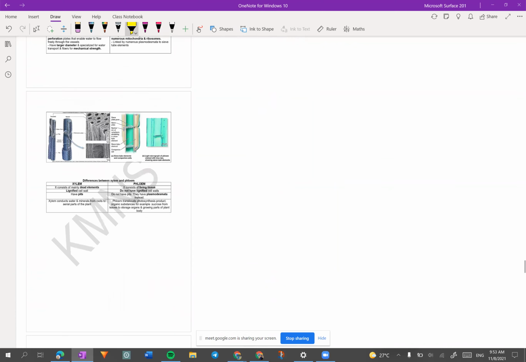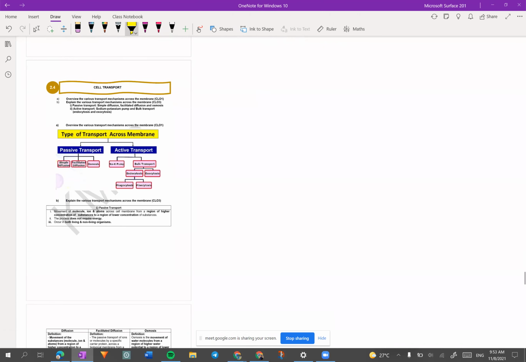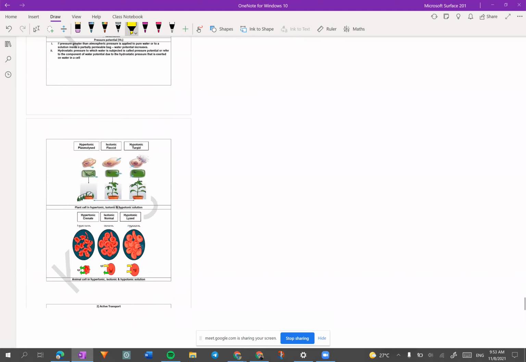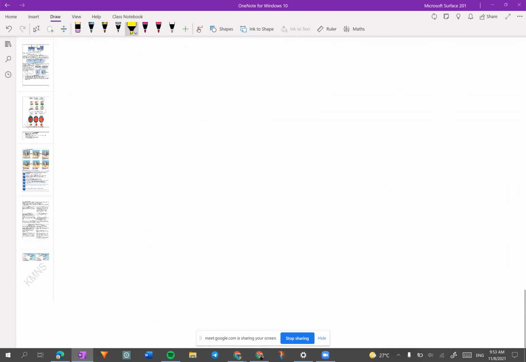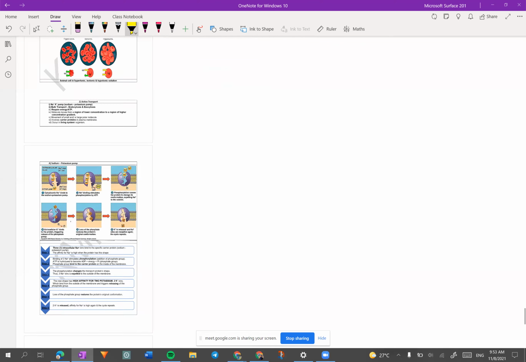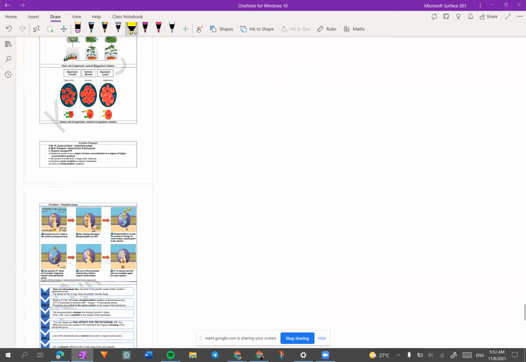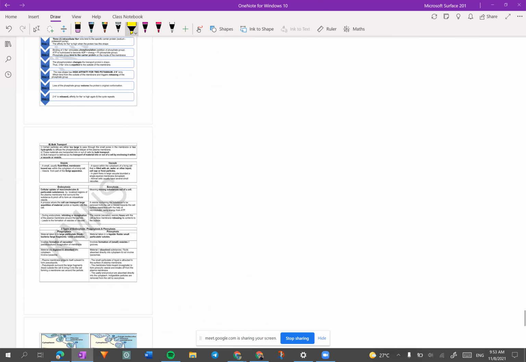Dah, habis dah untuk the animal tissue. Lepas tu kita ada plant tissue and then kita ada cell transport and then that's it. Boleh saya minta baca dulu kalau ada masa terluang? Boleh madam. Boleh, madam. Boleh.